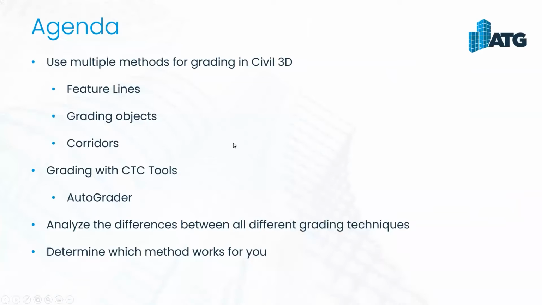All right, so today's agenda. Between Felix and myself, we're going to be going through multiple methods for grading in Civil 3D. We'll go through some feature lines, grading objects, corridors, and then we'll also showcase one of the CTC tools, the auto grader. At the end and throughout, we're going to analyze and showcase the differences. So by the end of this, you'll hopefully have a good apples to apples comparison of what we could do with different types of grading.